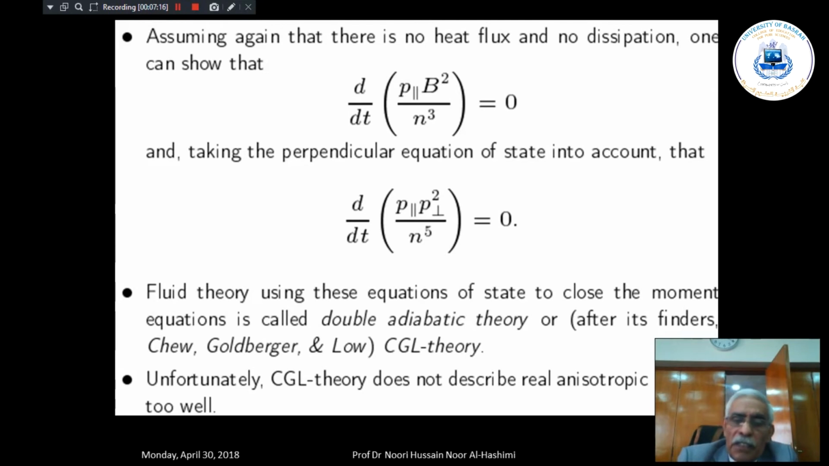Unfortunately, CGL theory does not describe real anisotropic plasma too well. The setback of this theory is that it does not describe real plasma.